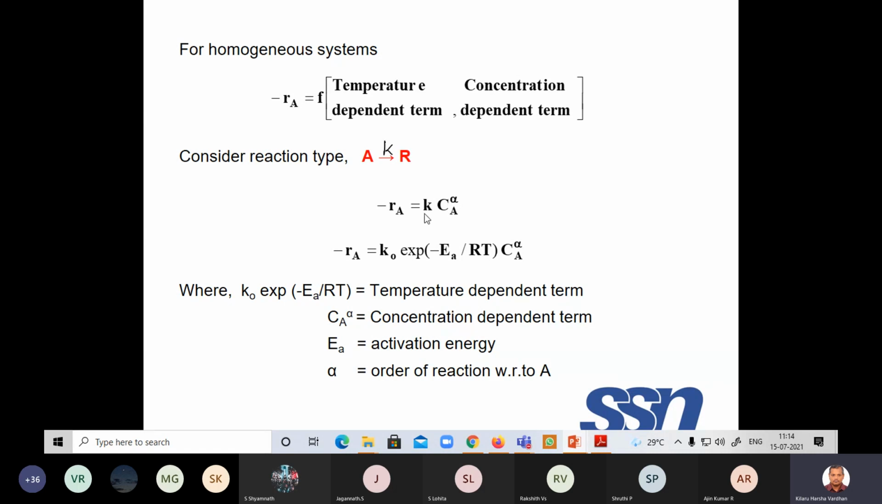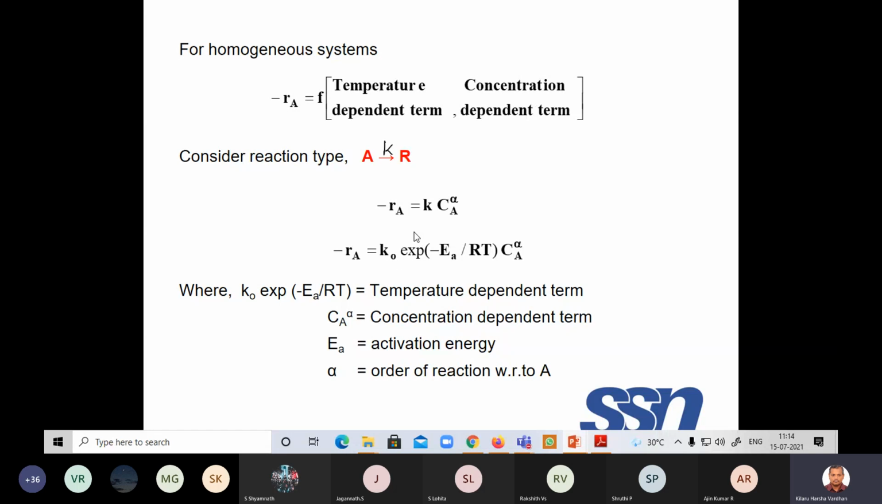So here K is the temperature dependent term, and if the constant temperature is there, then K will be constant. But K is a strong function of temperature. A small change in temperature, this K will change. The K will change according to Arrhenius equation. I don't know whether you come across that. Minus RA is, you can write K as K naught exponential minus E by RT into Ca power alpha. So this entire term is nothing but the temperature term. This Ca is nothing but the concentration term.